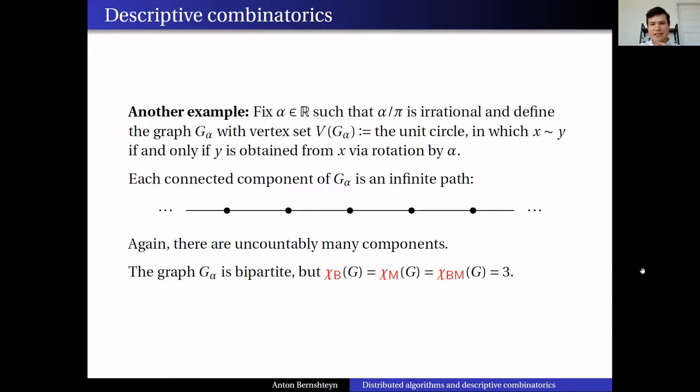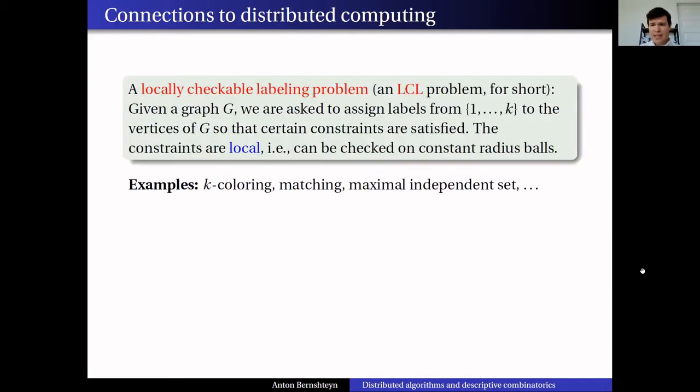What we want to understand is, in general, how difficult it is to solve various combinatorial problems on these Borel graphs if we require the solution to be, say, Borel or measurable or Baire measurable. To understand this really general problem, we need a really general setup, a formal notion of what we mean by a coloring problem or combinatorial problem on these graphs. The notion that we're going to look at is so-called locally checkable labeling problems, or LCL problems for short.